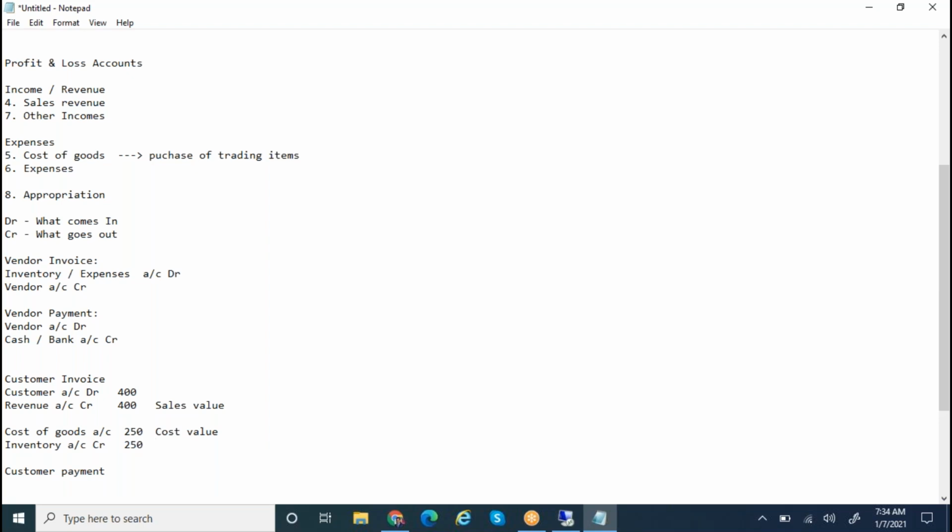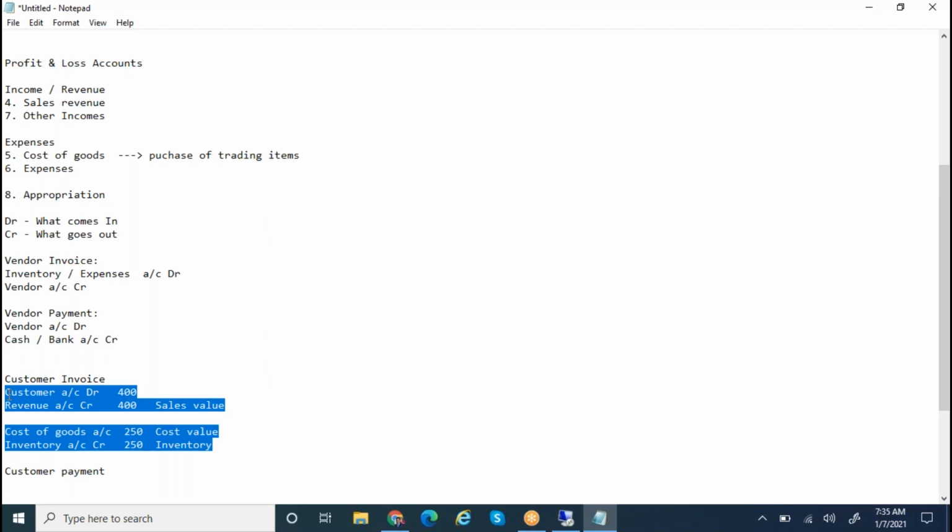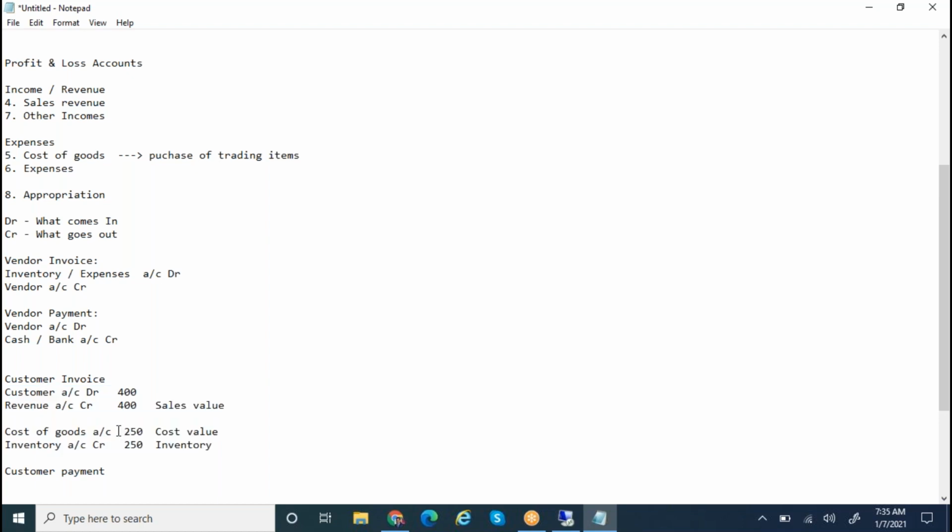This is inventory value. Inventory. This is cost value and sales value. So from the customer, I am going to receive money. Very simple. If you apply logic, it will be very, very easy. Customer account debit to revenue account credit, and cost of goods account debit to inventory receipt account or inventory issue account credit. This is inventory issue because it is going out.